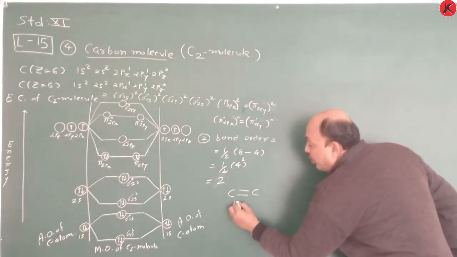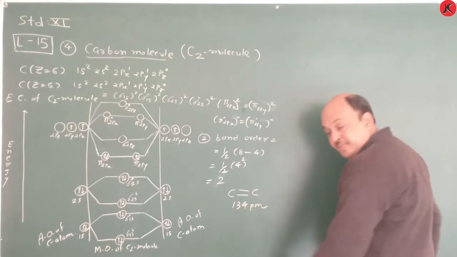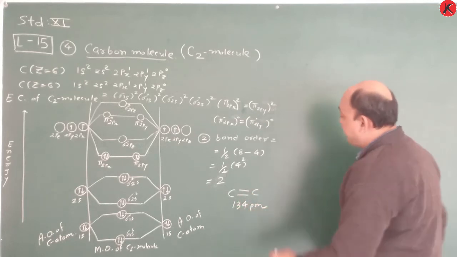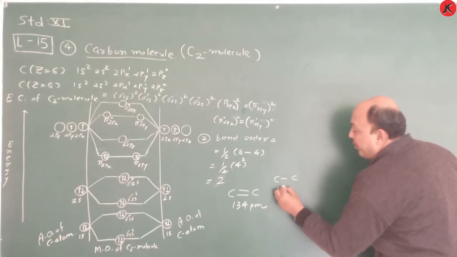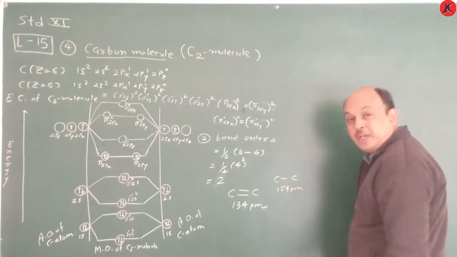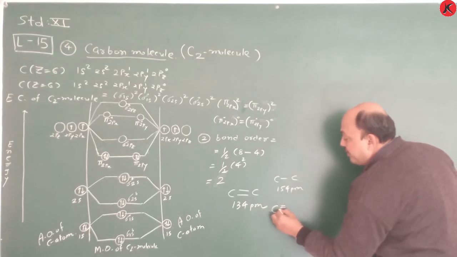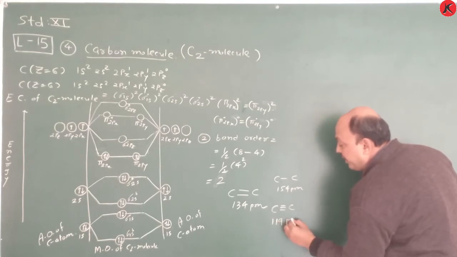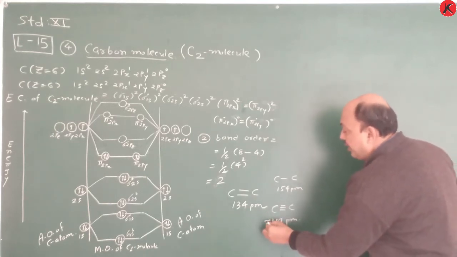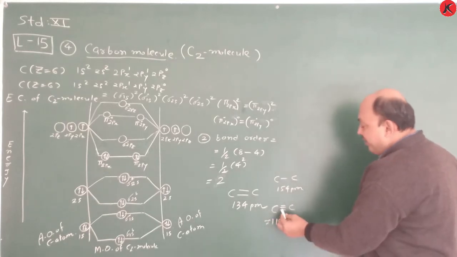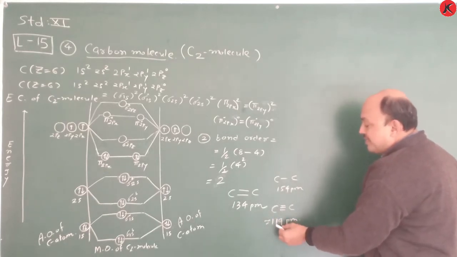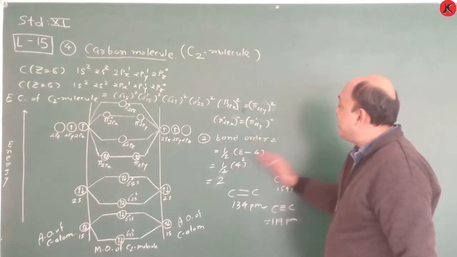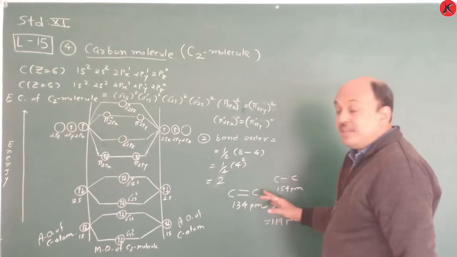And the bond length is 134 picometer. Okay, you see, bond order 2 and bond length 134. Suppose we write C single bond C, at that time bond length is 154 picometer, and suppose we write C triple bond C, at that time bond length is approximately 119 picometer. So according to that we can say that as bond order increases, bond length decreases, and that's why I write it here.